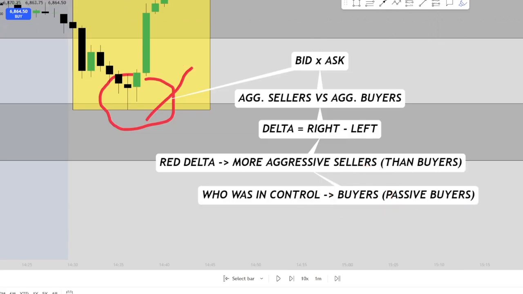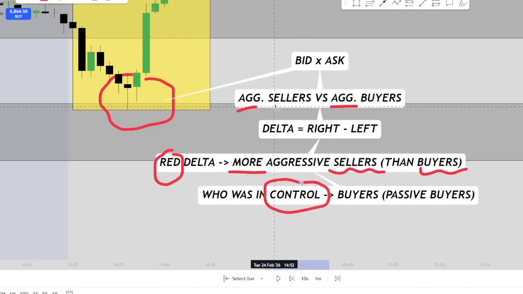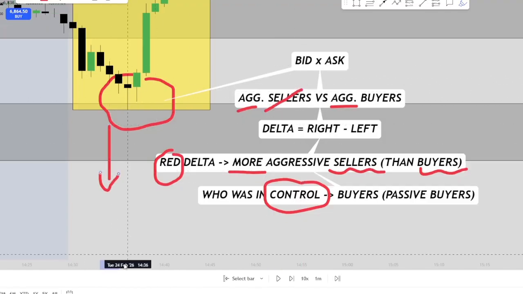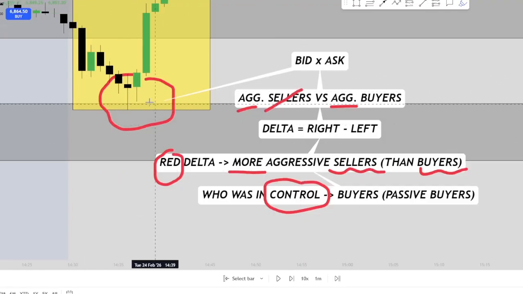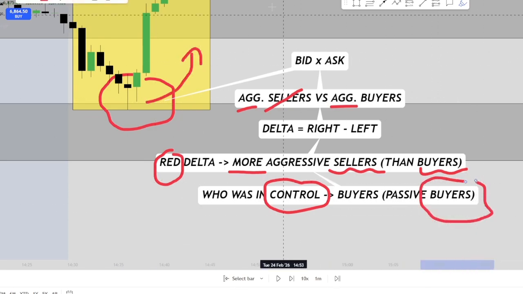So understanding this basic logic can really help you on the footprint chart. So think this through. You have the bid and the ask, which give you the aggressive sellers and the aggressive buyers. Now, when you see red delta, there are more aggressive sellers than buyers, right? So who is in control? Well, it's not the sellers, because if the sellers here were successful, they would have driven price down. But the fact that price went up shows you that the passive buyers are really in control, right?